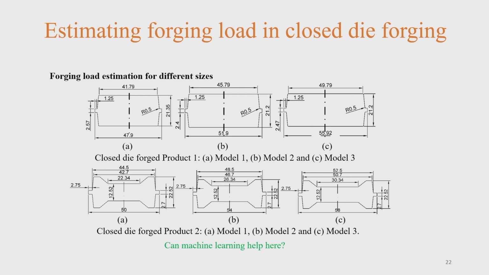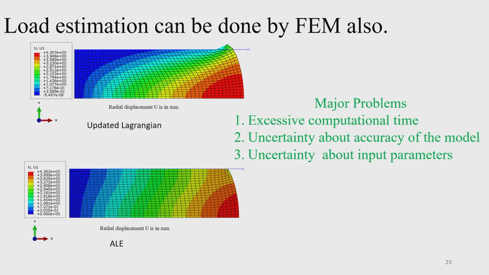The idea is that if you have already done the load estimation for two types of products, then if the third product is similar, you should be able to estimate that load. Of course, the load estimation can be done by FEM also. Each time you get a new product, you can keep doing FEM, but it takes excessive computational time, and there is uncertainty about the accuracy of the model and uncertainty about the input parameters.